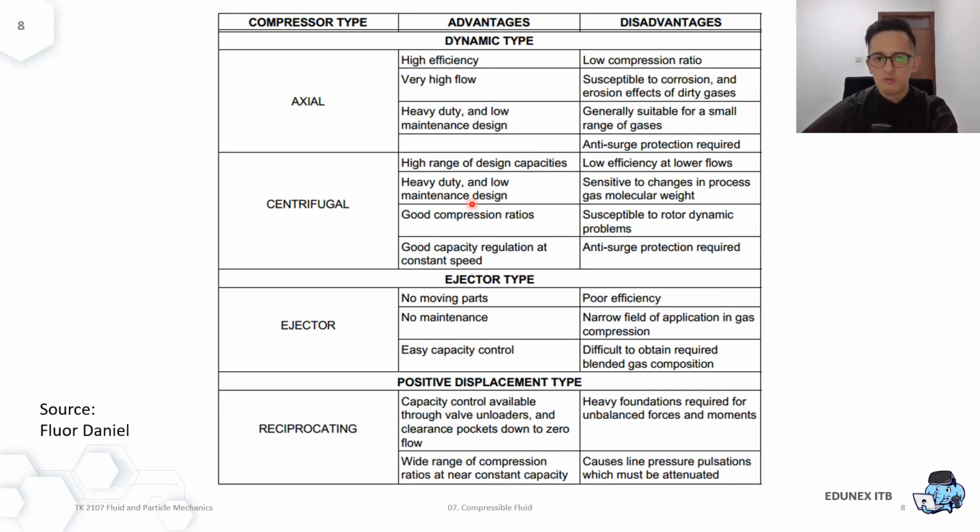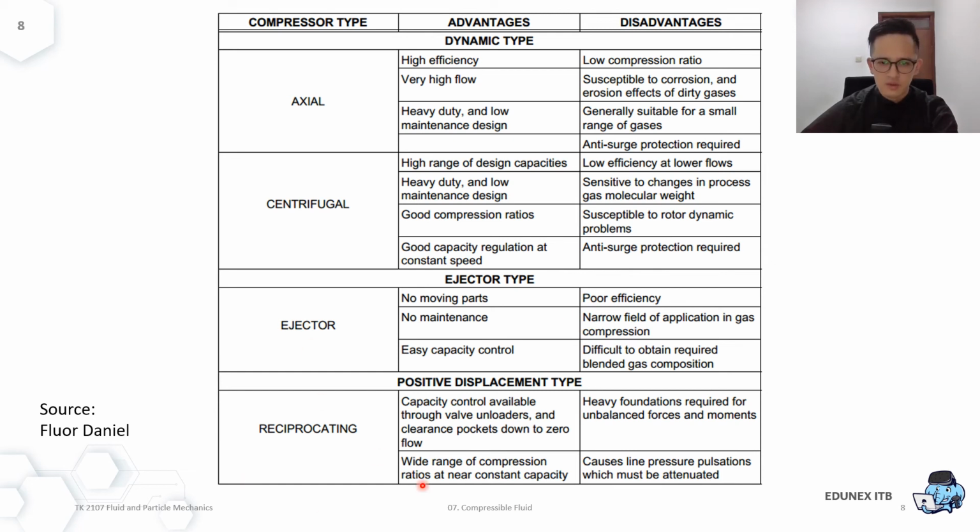It is a heavy duty and low maintenance design, with good compression ratios, typically around 4 for one stage of centrifugal compressor, and good capacity regulation. The disadvantages are low efficiency at lower flow rate because they have a curve as we talked about earlier, and then it's sensitive to changes in process gas molecular weight. And then anti-surge protection is required to prevent surging.